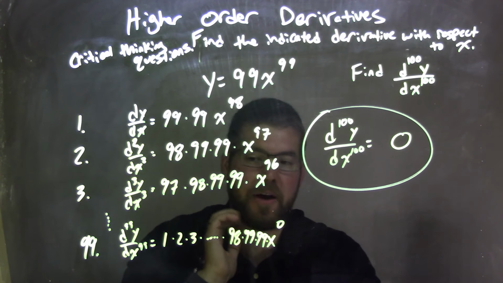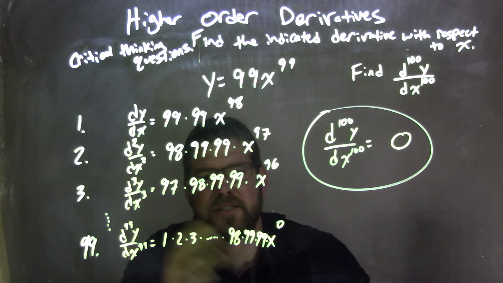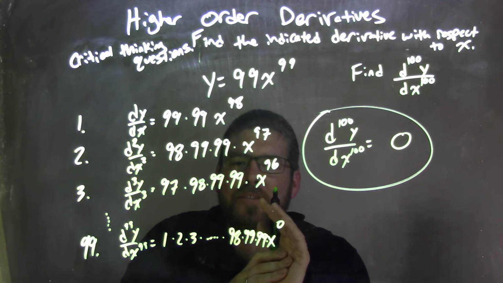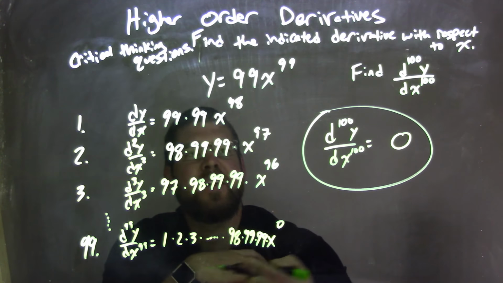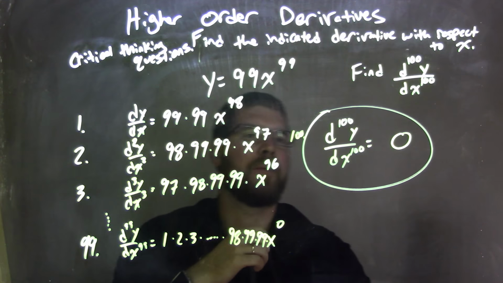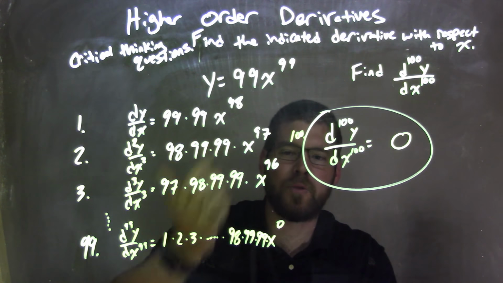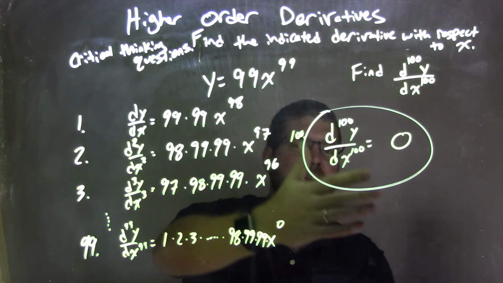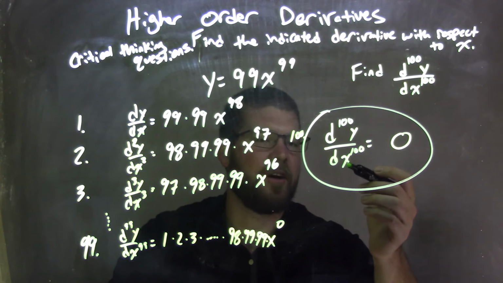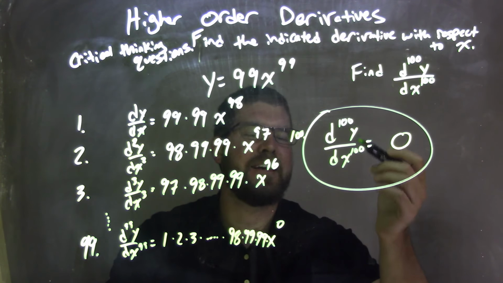X to the 0th power is just 1, and so this whole thing is some very large number, but it's still a constant. When I take the 100th derivative, the derivative of a constant is always going to be 0. And so our final answer here is d to the 100th power y over dx to the 100th power is just equal to 0.